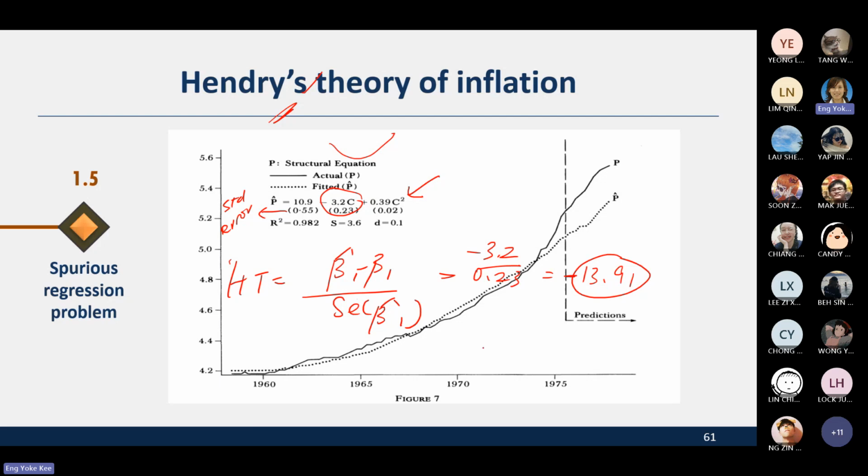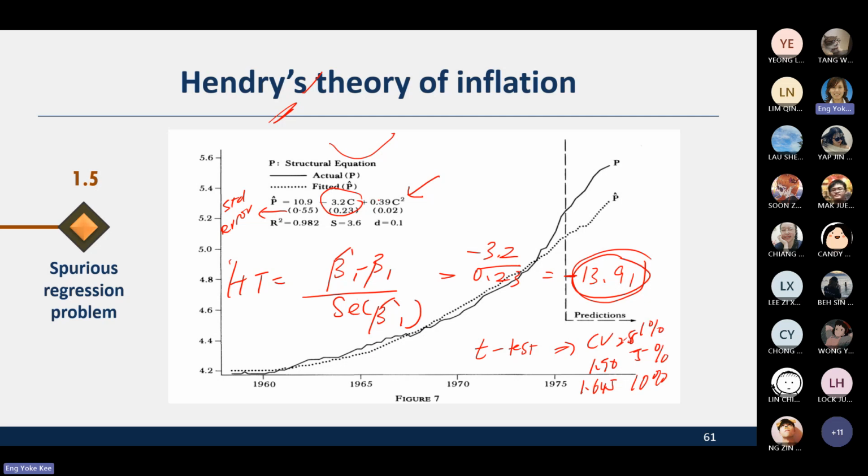Because looking at the t-test, the critical values at 1%, 5%, 10%, how much is this? 1.645, 1.96, 2.58, right? So this number is greater than the 1% critical value. So it's a highly significant result.